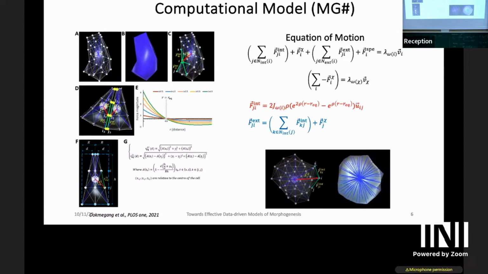Interesting. I'll have to go back in the literature and see. Okay, sure. But definitely, it has been shown that nonlinear springs represent biology better than linear springs. Okay.